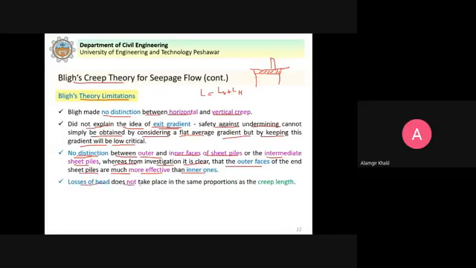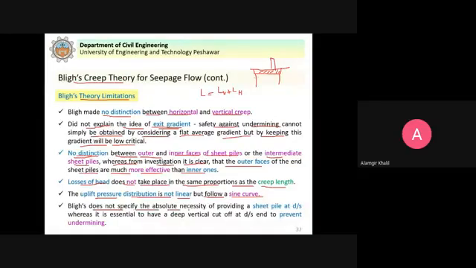Loss of head does not take place in the same proportion as creep length. Clear? This was the assumption we already explained. He said loss of head is proportional to the creep length, but it does not take place in the same proportion as the creep length. The uplift pressure distribution is not linear but follows a sine curve. It is not linear, but it follows a sine curve. It is curved.